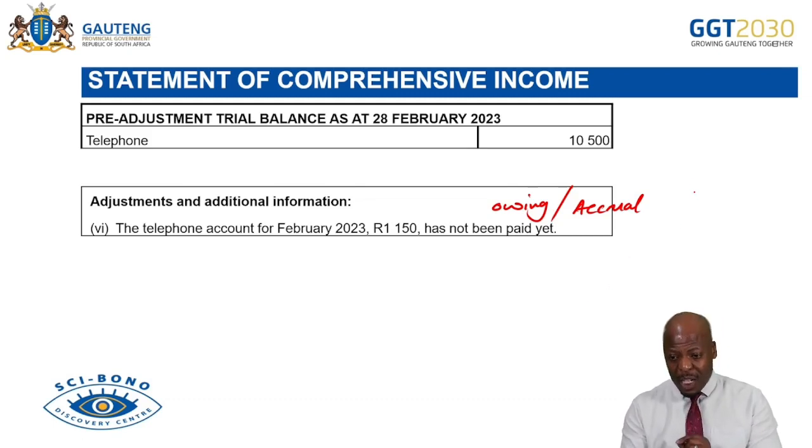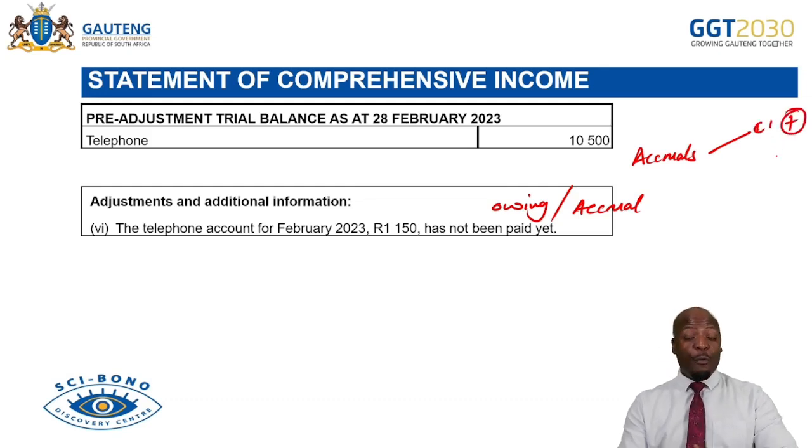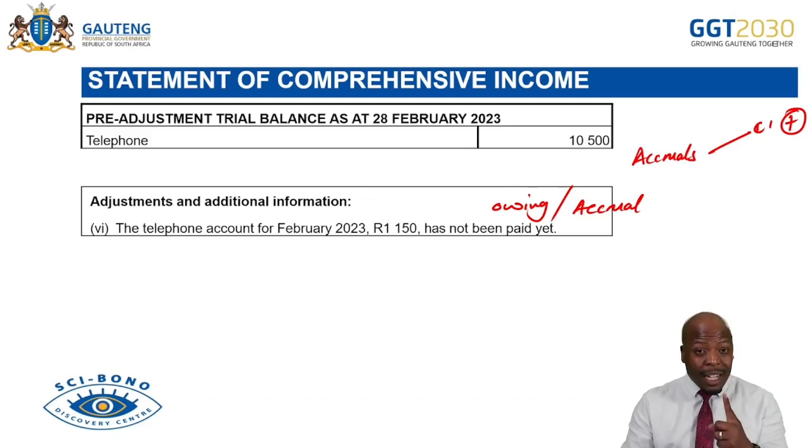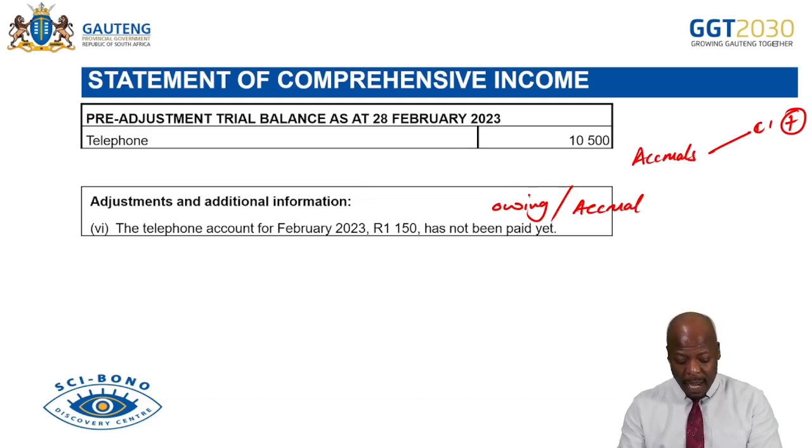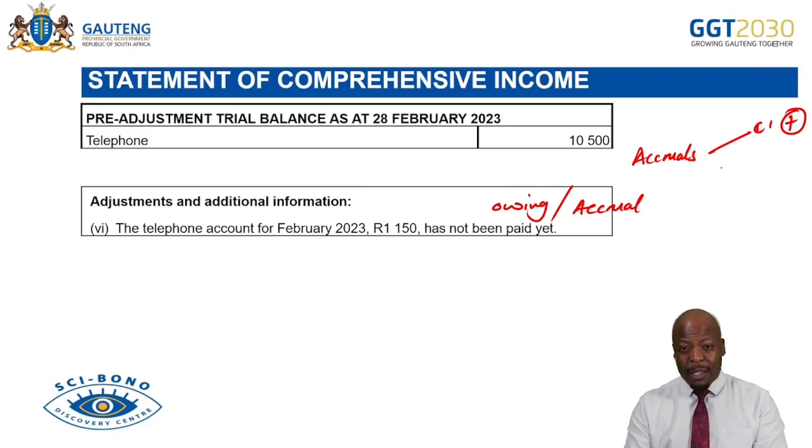With our accruals, it is very important that whenever you deal with them in the statement of comprehensive income, we add our accruals. We add them because we've already incurred this expense, so we must record it in our books. That will also be recorded in the statement of financial position. Today, we're just going to leave that for now, but I will only deal with the statement of comprehensive income. Once we have an amount that is owing or accrued, not yet paid, that amount must be added.